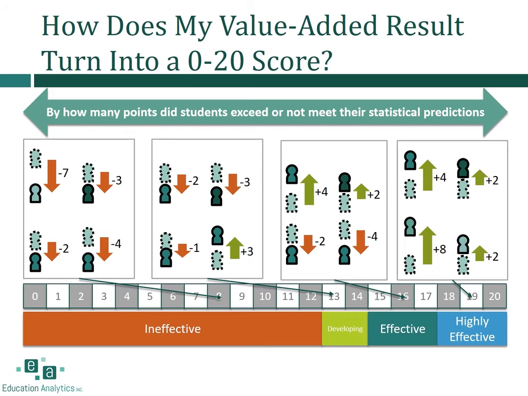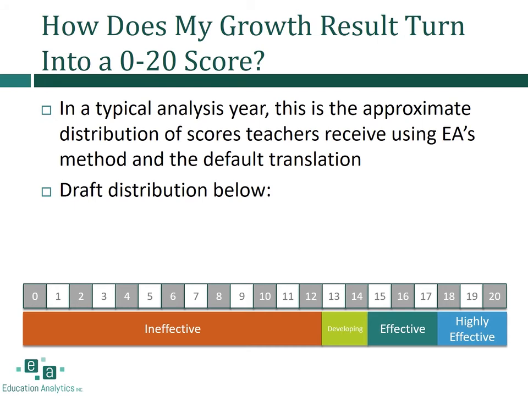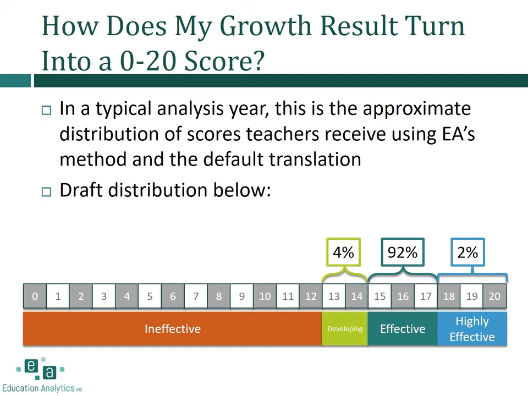By how many points a student exceeded or did not meet their statistical prediction determines their score on the 0 to 20 scale. Applying the new 3012D distribution to existing data, we can see that in a typical analysis year, this would be the approximate distribution of scores teachers would receive using EA's methods in the default translation. As you can see, about 92% of teachers fall in the effective range, 2% highly effective, 4% developing, and 1% in the ineffective range.